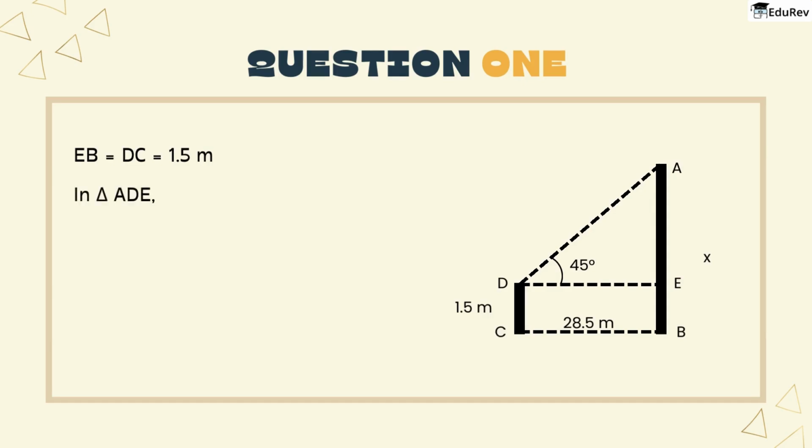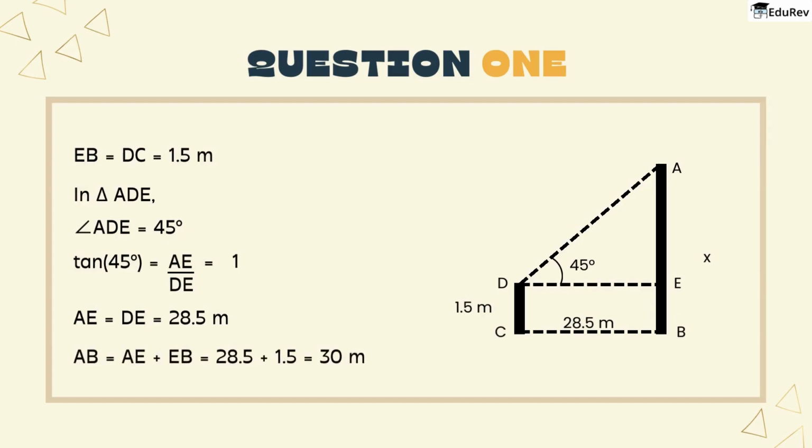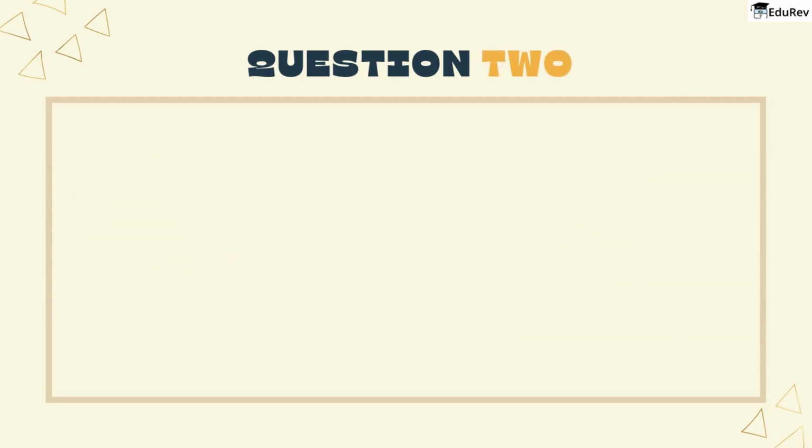Now, in triangle ADE, angle ADE is 45 degrees. So, tan of 45 degrees is equal to AE upon DE. Tan 45 is 1. This implies AE is equal to DE is equal to 28.5 meters. So, we get the total height of the chimney to be AB equal to AE plus EB is equal to 28.5 meters plus 1.5 meters equal to 30 meters. Let's try one more question.